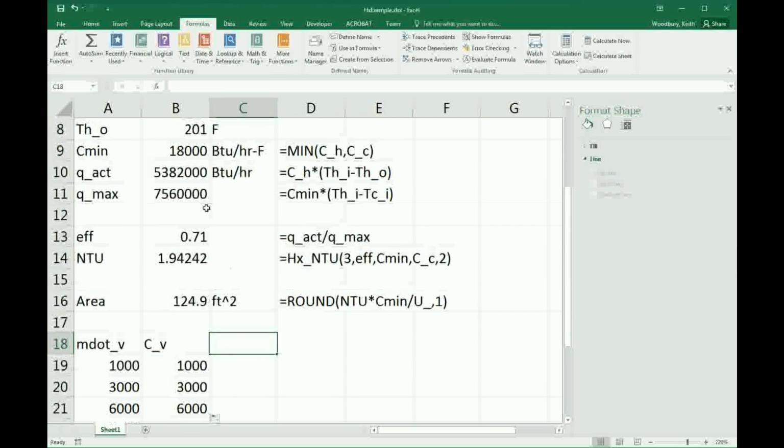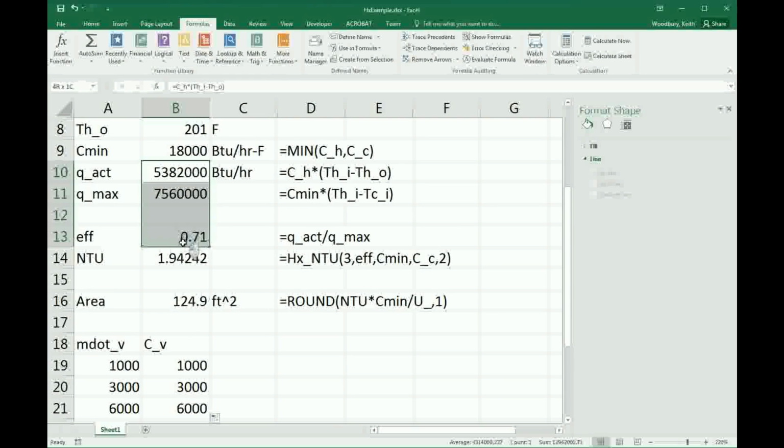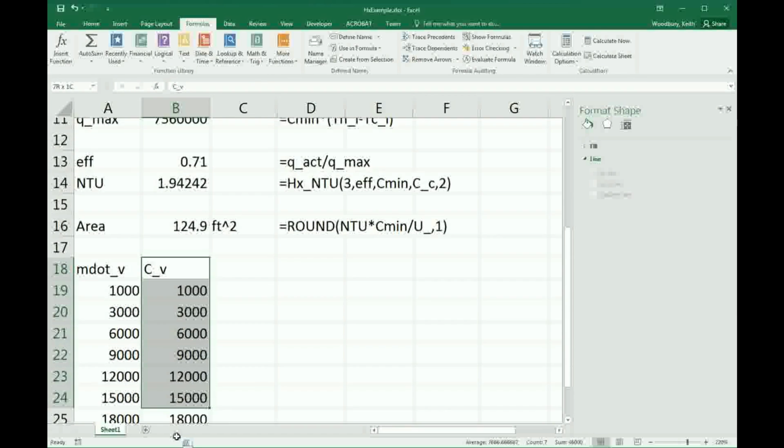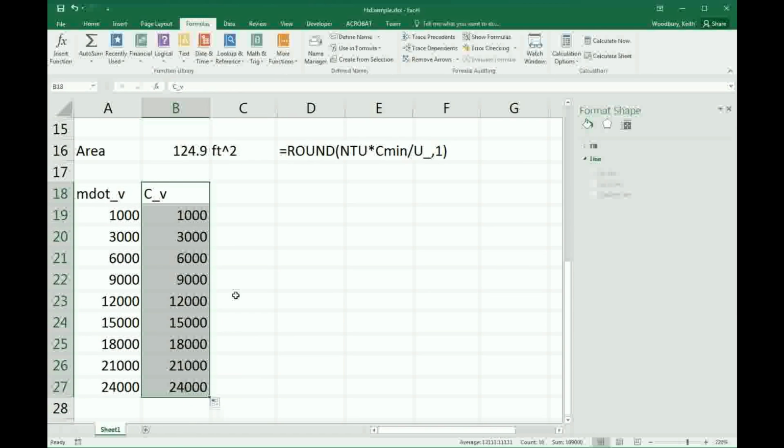We need to basically repeat these same calculations that we did here, to sort of recalculate what we did here. In this case, we're going to fix the area, keep that constant, and so we know U times A, and that's not going to change. But what is going to change is C min. This is basically our C min column right here, and it's going to change each time.